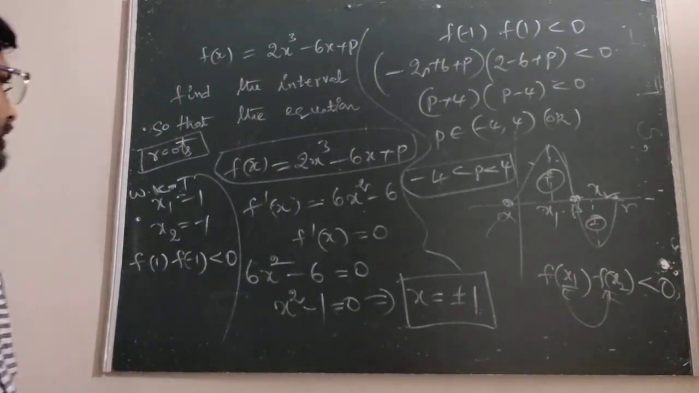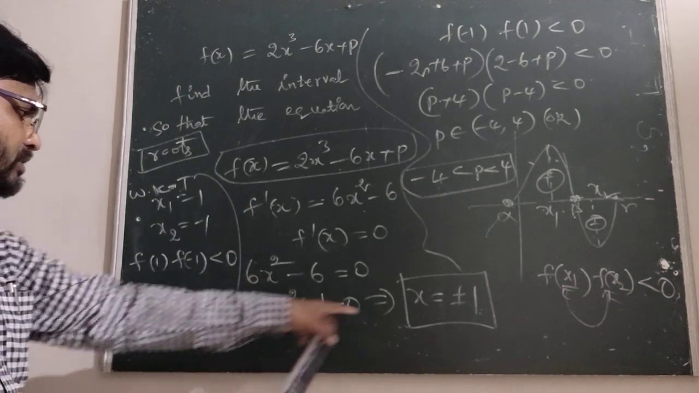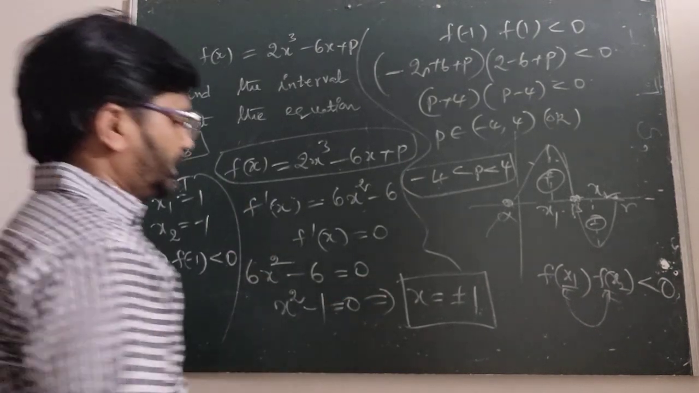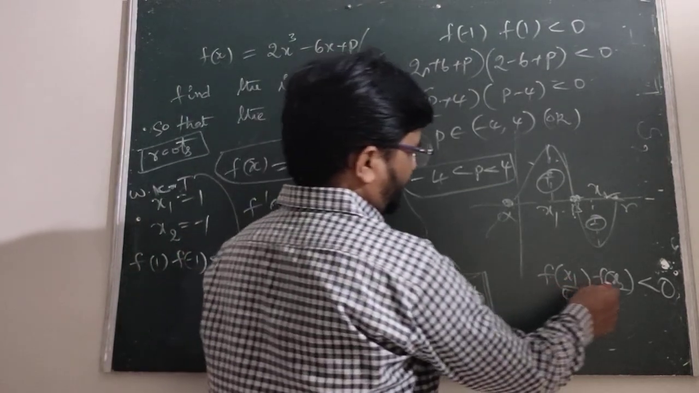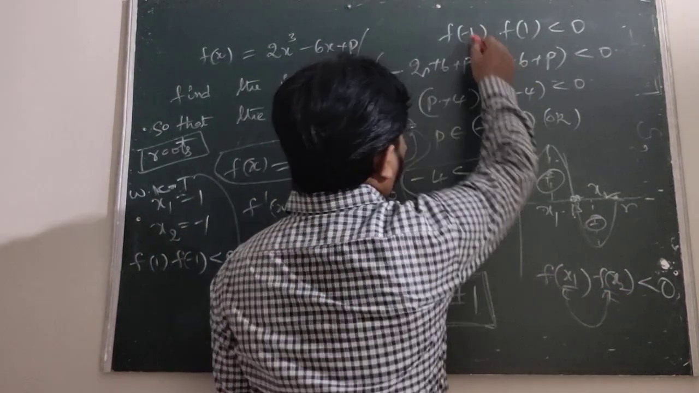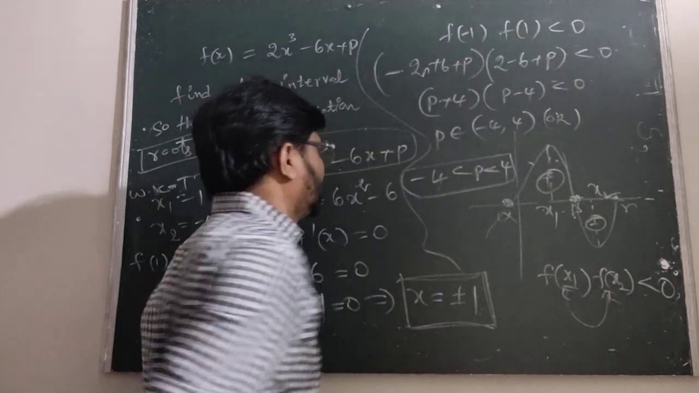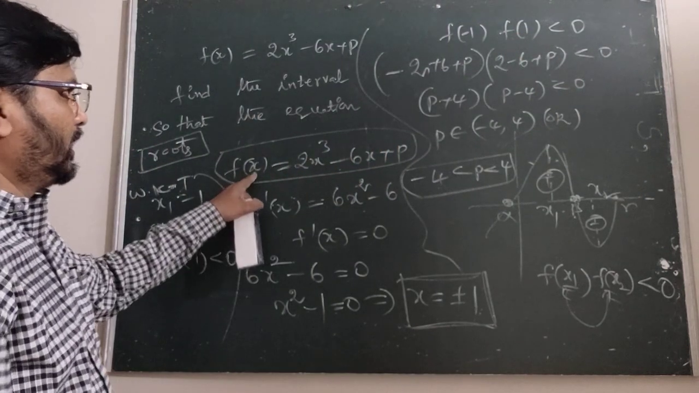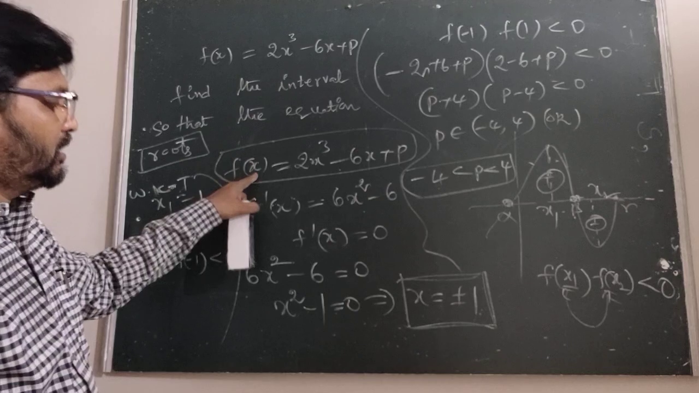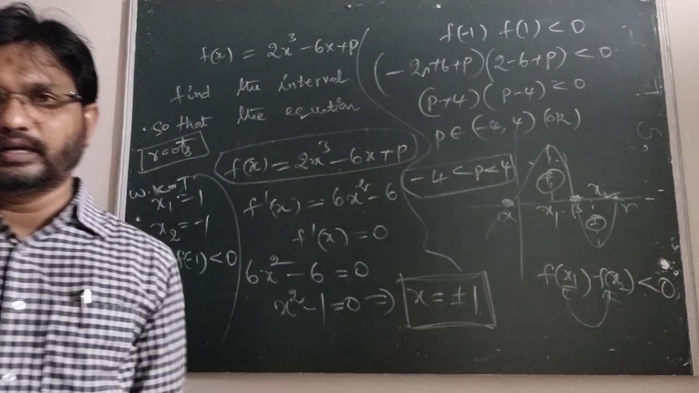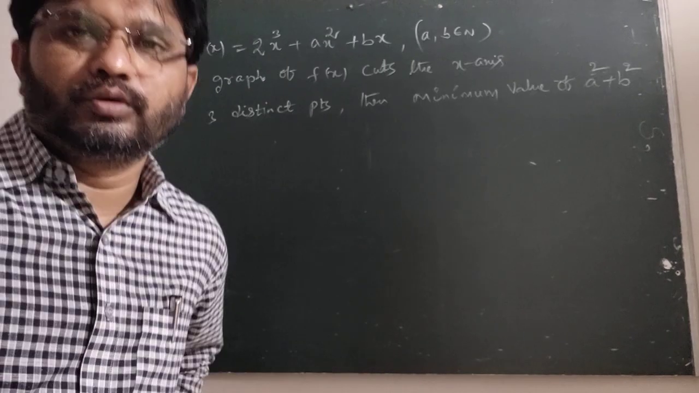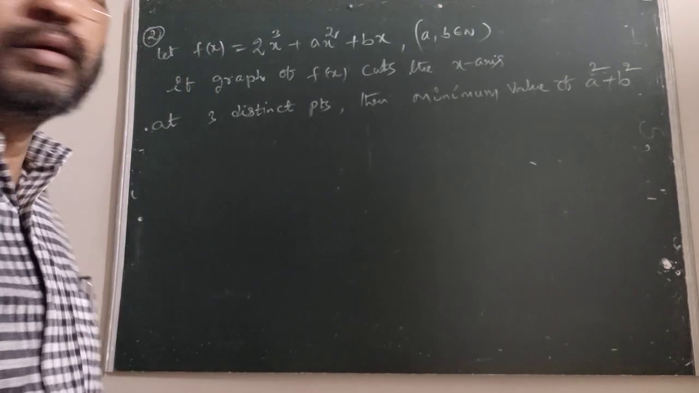So here we are taking f dash of x equal to 0, that we get x equal to plus or minus 1. In the case of three real and distinct roots, f of x1 into f of x2 must be less than 0. That is, f of minus 1 into f of 1 is less than 0. Put x equal to minus 1 and x equal to 1 in the given equation. Then you get p lies between minus 4 and 4. Okay, understand? So let us now go into the second one.